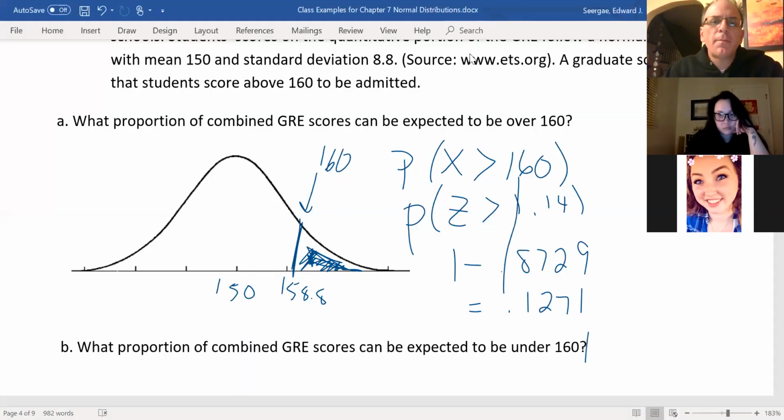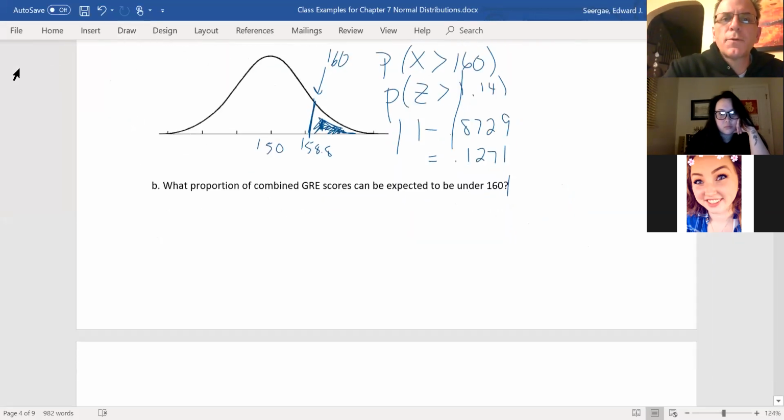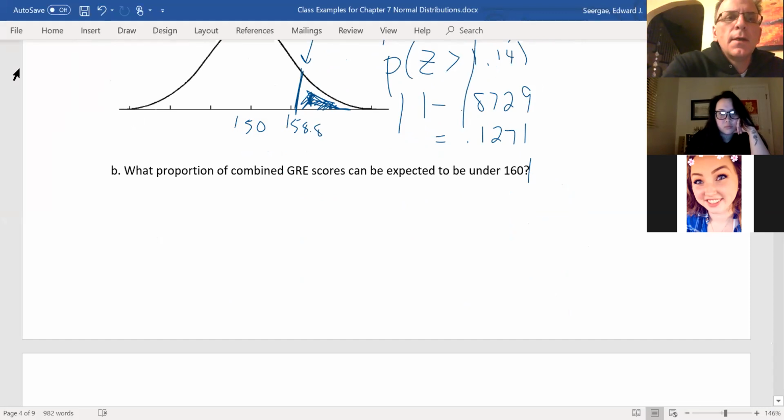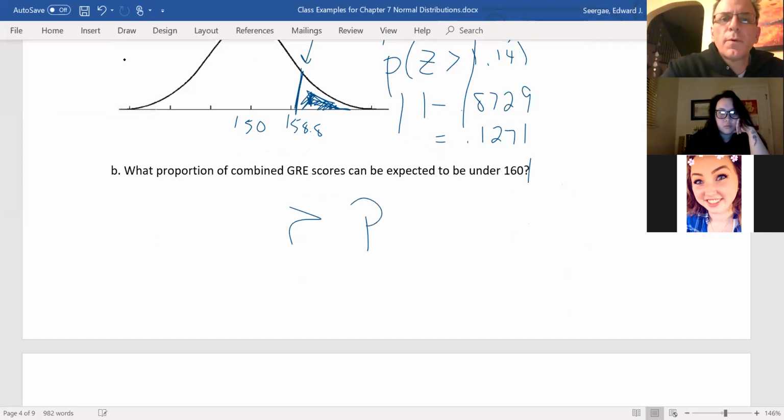What proportion of combined GRE scores can we expect to be under 160? Well, we've already figured that one out to begin with using our z-scores. We already figured that one. What proportion of scores can be under 160? Now again, always start off by stating the problem that you're looking for. What probability of X is going to be less than 160?